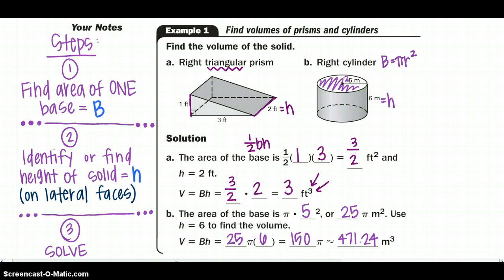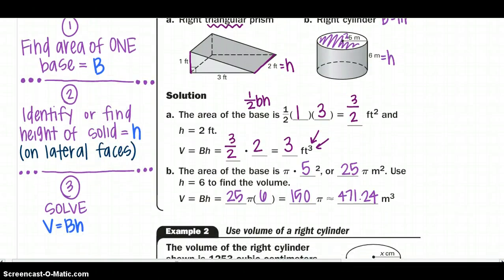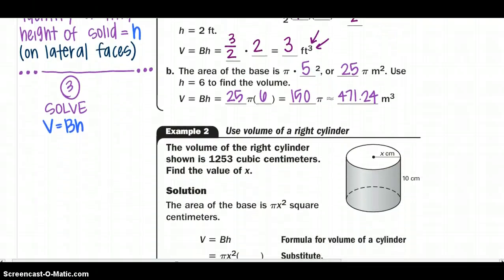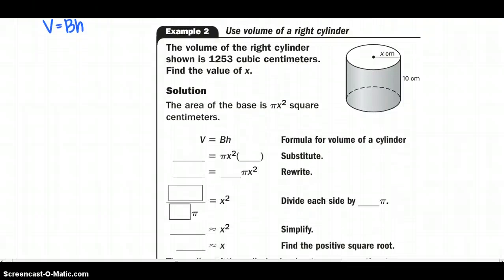So again, the steps on the side over here will definitely help. Find the area of one base, which you might have to do some work for. Identify or find the height of the solid, so from one base to the other, and then solve using our V equals base times, or area of a base times our height.